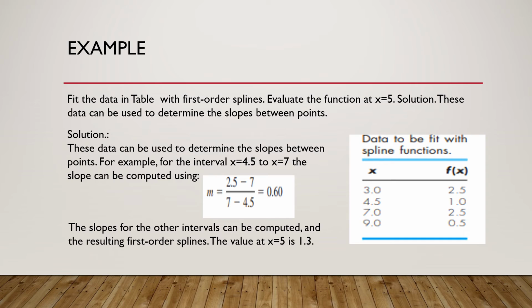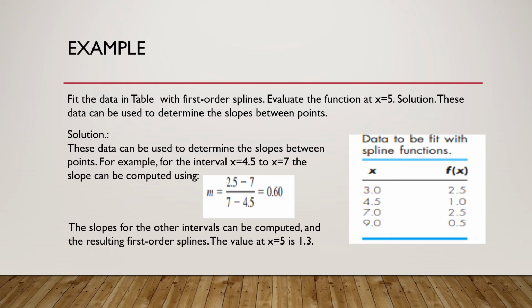So, solution, this data can be used to determine the slopes between points. For example, yun nga, interval siya ng x equal to 4.5 to x equal to 7. The slope can be computed using yung formula kanina. m_i is equal to f of x_i+1 minus f of x_i over x_i+1 minus x_i. So, direct substitution lang din yan. So, m is equal to 2.5 minus 7 over 7 minus 4.5 is equal to 0.6.